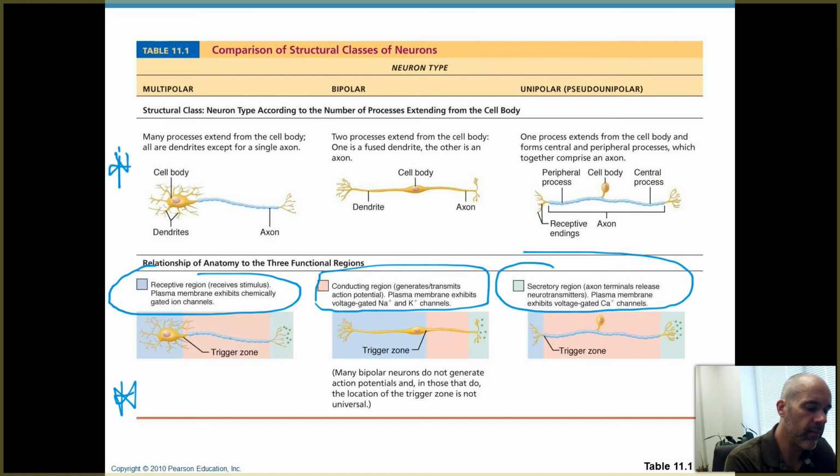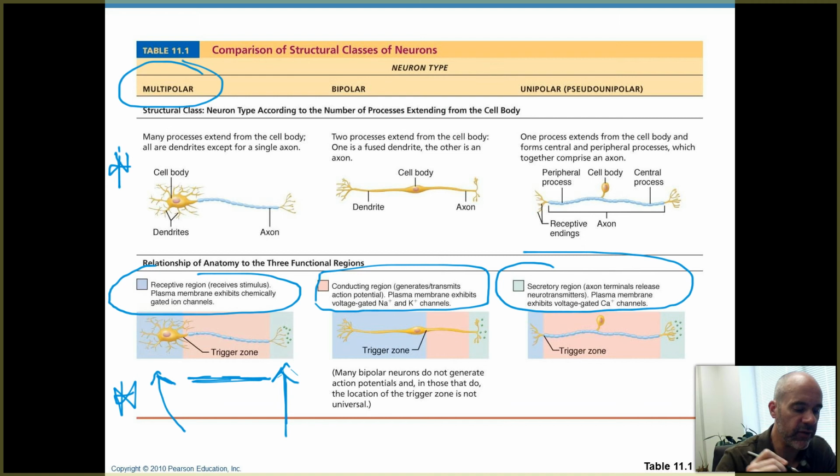So a multipolar neuron, has multiple poles, is like what we've seen before. You've got lots of dendrites attached to the cell body. Those are the areas that receive signals. That's your receptive region, along with the cell body itself, which can receive signals. In pink, that long axon is the conducting region, and then over here at the ends of the axon, that's your secretory region. That's where those neurotransmitters get released. So that's like what we've seen before.